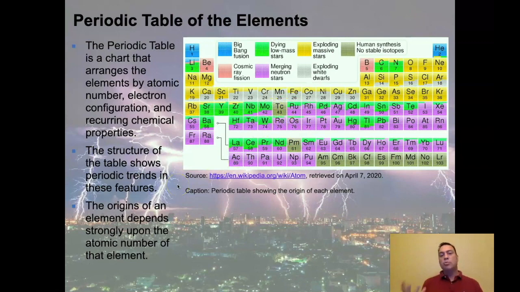I think it's a really interesting chart because it demonstrates that most of the elements we're made from, carbon, nitrogen, oxygen, sodium, magnesium, aluminum, silica, are all from exploding massive stars or dying low-mass stars for the most part, and some of it from the Big Bang. So when people say you're made out of stardust, they're not lying. That's the origin of those particular atoms. The origin of an element depends strongly upon its atomic number, so we can just map the two together. That's what I like about this version of the periodic table.